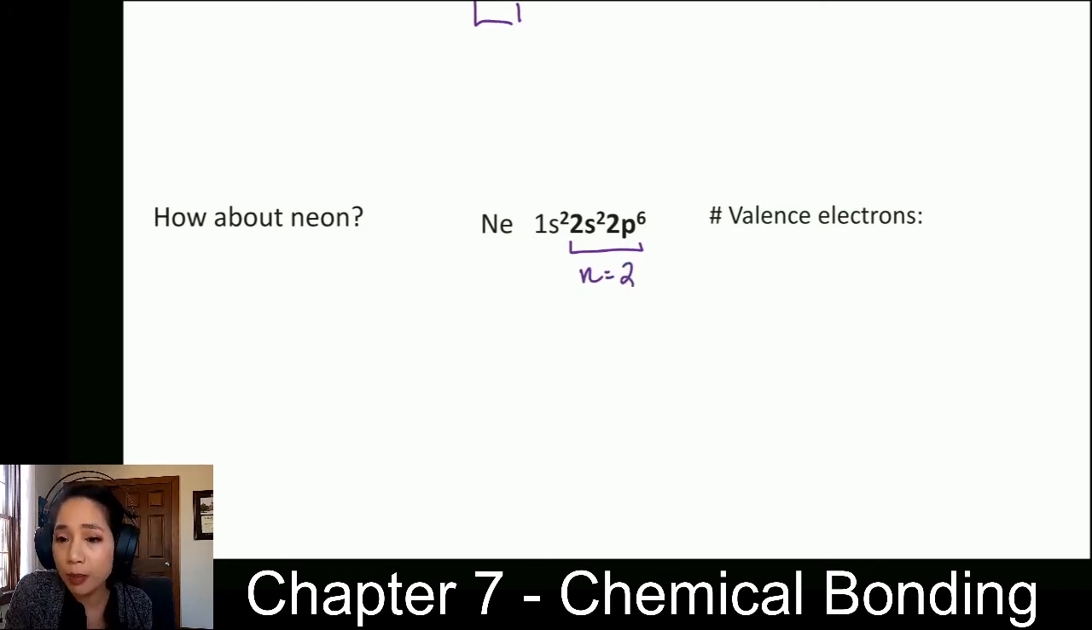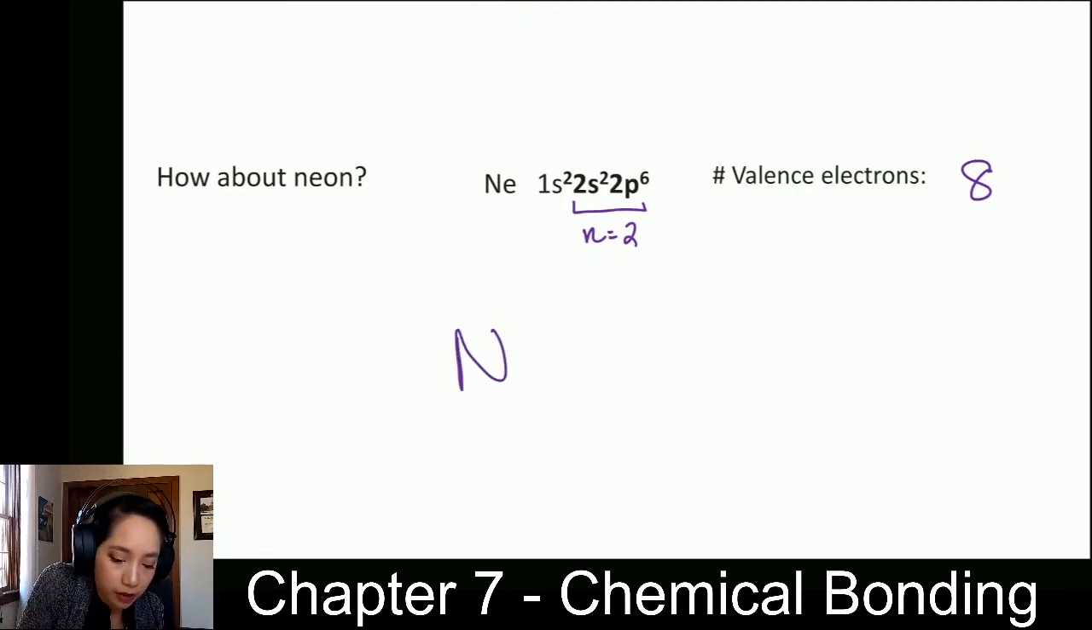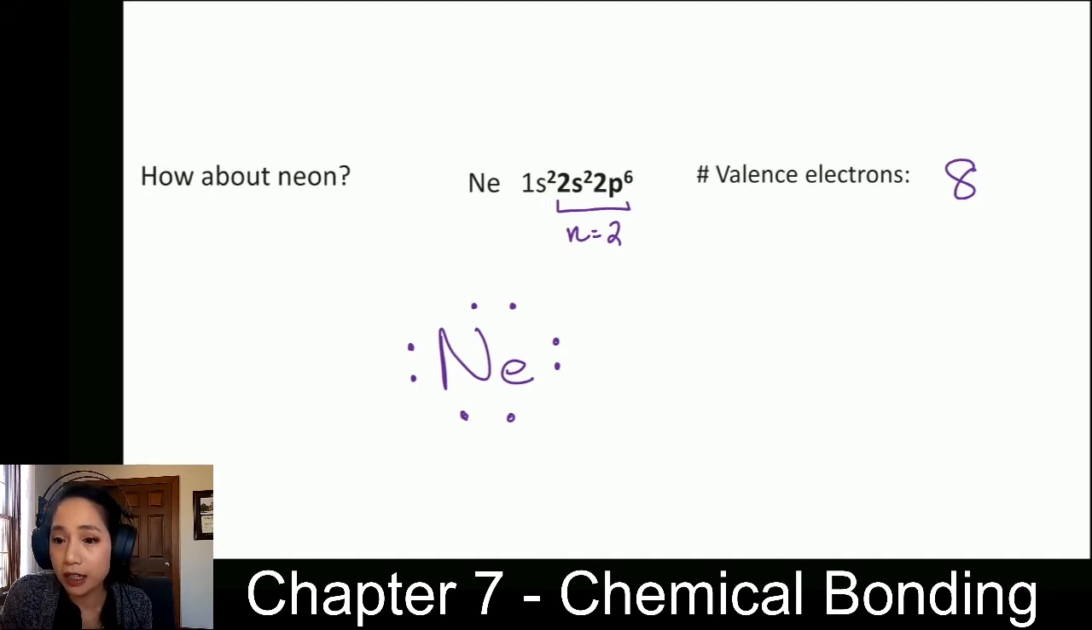So if you count up all those electrons as those superscripts, there are a total of 8 electrons in neon's outermost shell. So to write out the Lewis dot symbol for neon, you write the shorthand symbol for the element. Now we need to write out 8 electrons. So 1, 2, 3, 4, 5, 6, 7, 8. All right, so there are 8 electrons around neon.